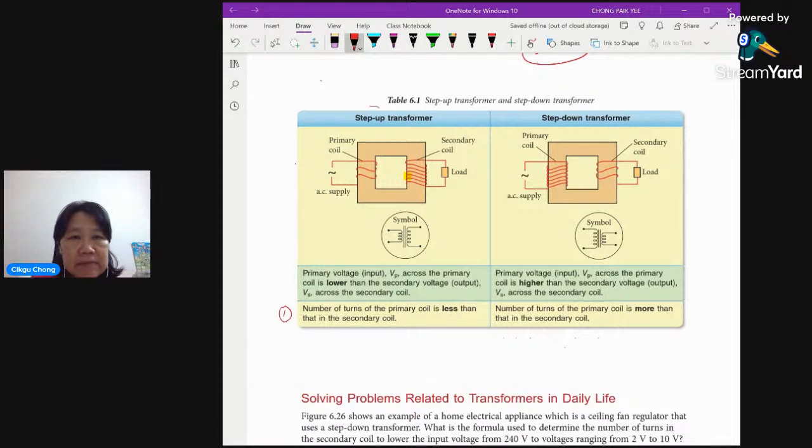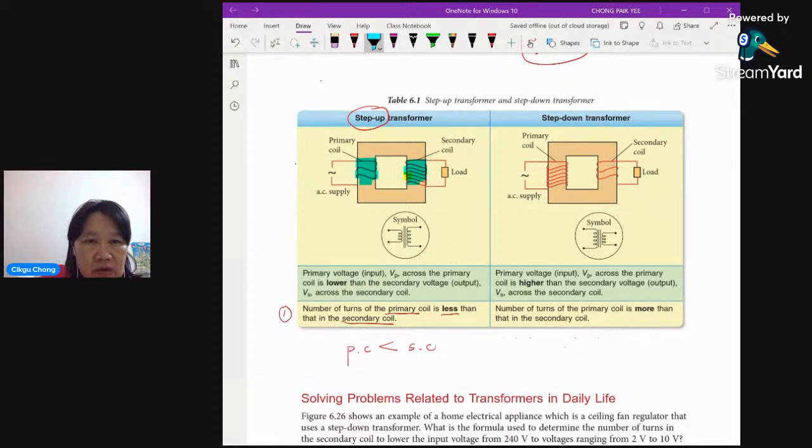So for step-up transformer, the number of turns, you can also say turns or coils, of the primary coil is less than the secondary coil. So your PC here will be less than the SC. You can see very clearly, this side is less coil, this side is more coil, isn't it? Then this is a step-up transformer.